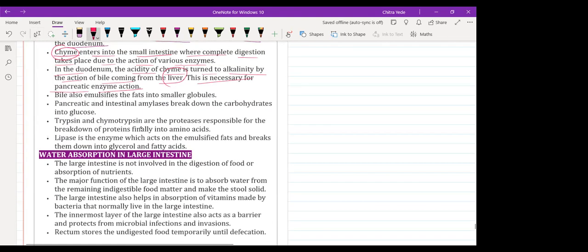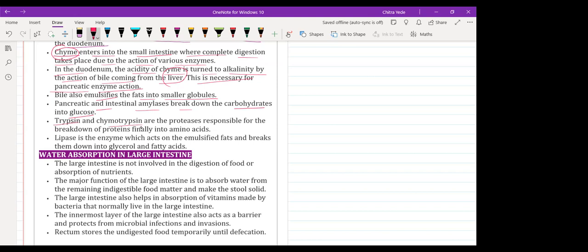The bile also emulsifies the fat into small globules. Small globules means the fat, the small particles, like protein breaks down into peptides. Likewise, fat breaks down into small globules. Pancreatic and intestinal amylase break down the carbohydrate into glucose. Glucose is the smallest unit which is going to be absorbed.